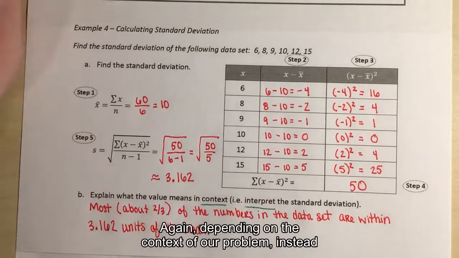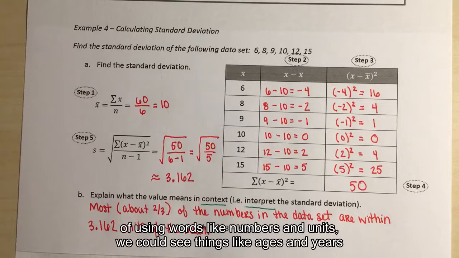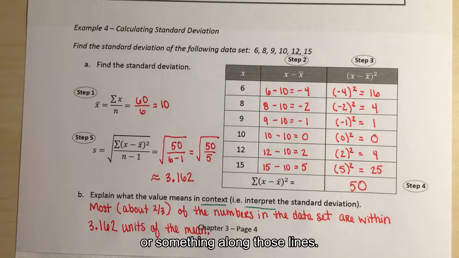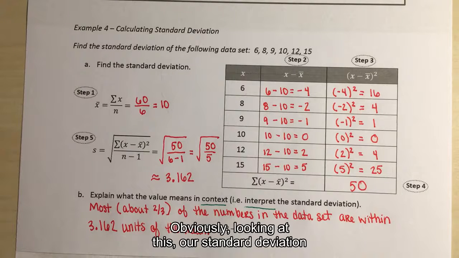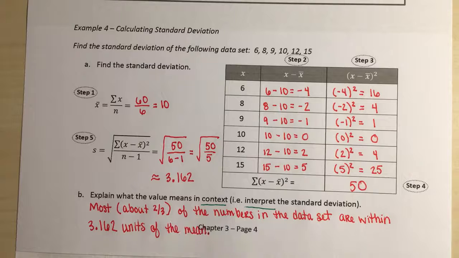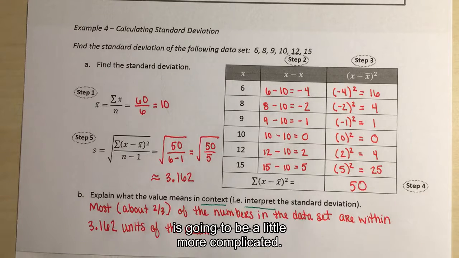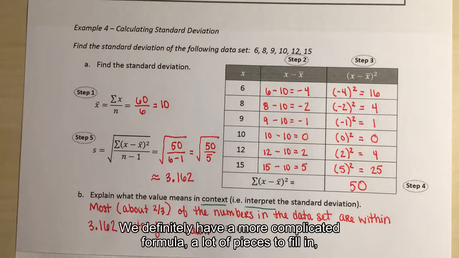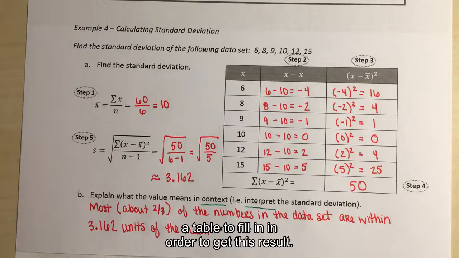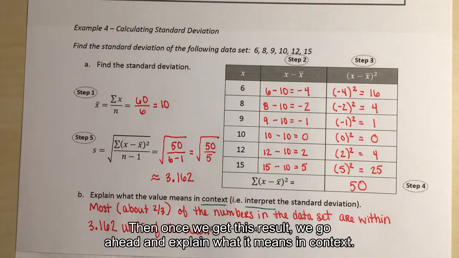And again, depending on the context of our problem, instead of using words like numbers and units, we could see things like ages and years or something along those lines. Right, so obviously looking at this, our standard deviation is going to be a little more complicated. We definitely have a more complicated formula, a lot of pieces to fill in, a table to fill in in order to get this result.